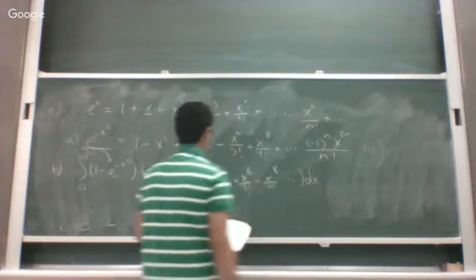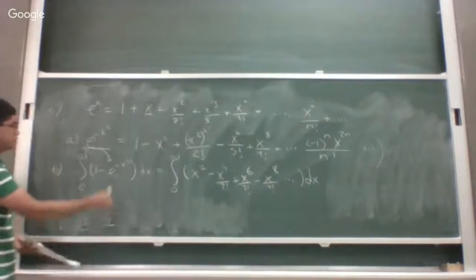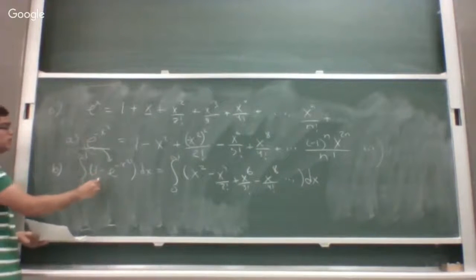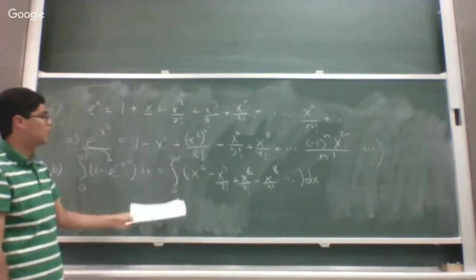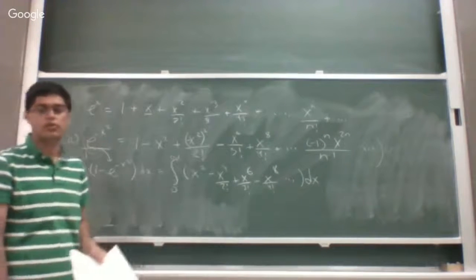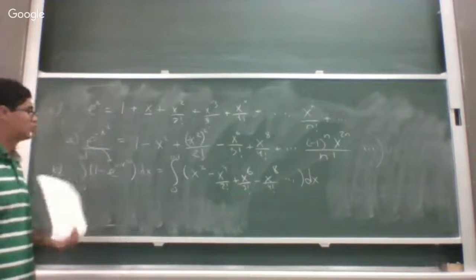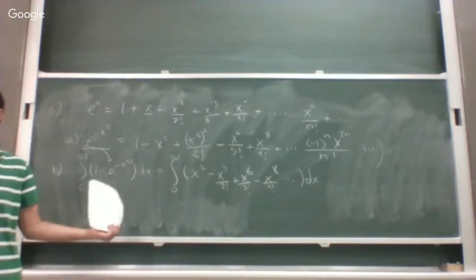Yes. And one thing to note is that the signs also change since we're subtracting. So we're adding x squared and subtracting x to the 4th over 2 factorial. Did that make sense?